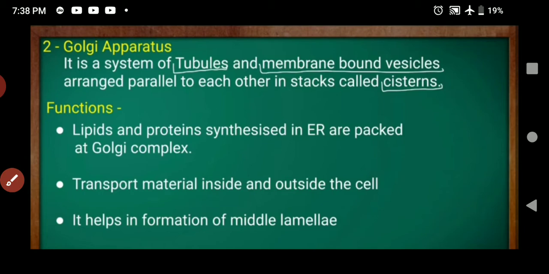Lipids and proteins synthesized in endoplasmic reticulum are packed where? At the Golgi complex, because ribosomes are attached with the endoplasmic reticulum. So endoplasmic reticulum manufactures the protein, and that one is packed where? In the Golgi complex, and it transports the material to all the parts of the cell. It helps in formation of middle lamella.